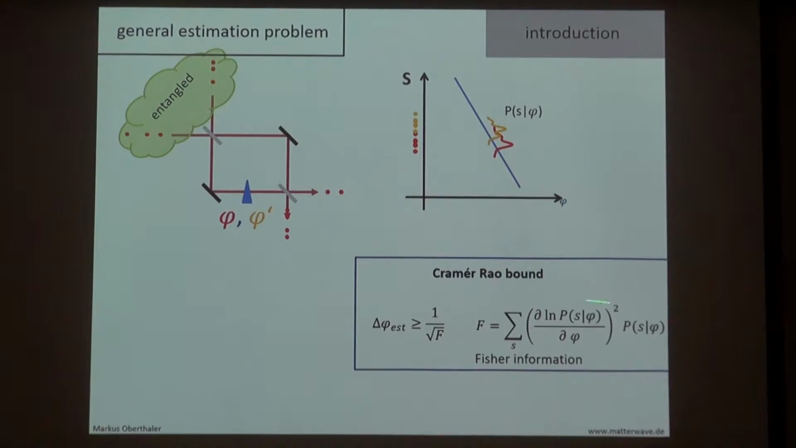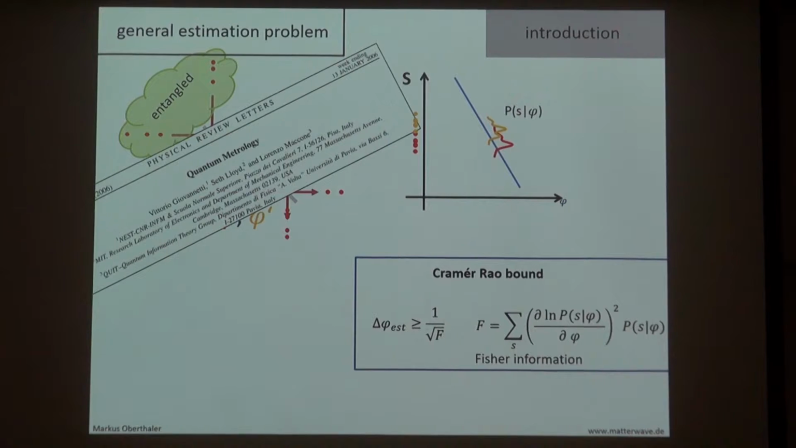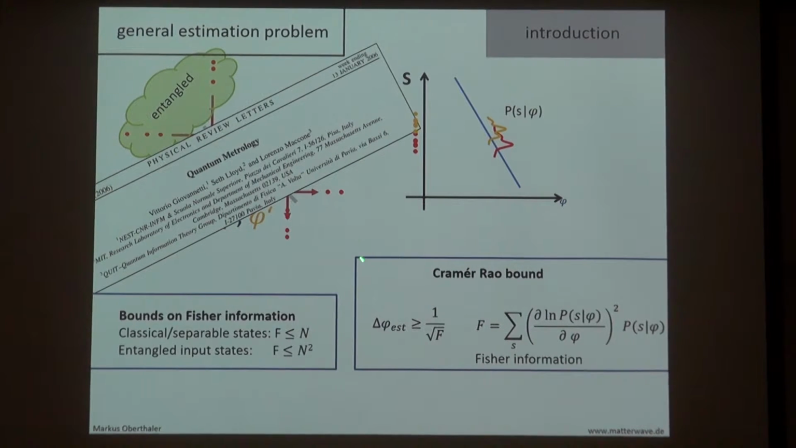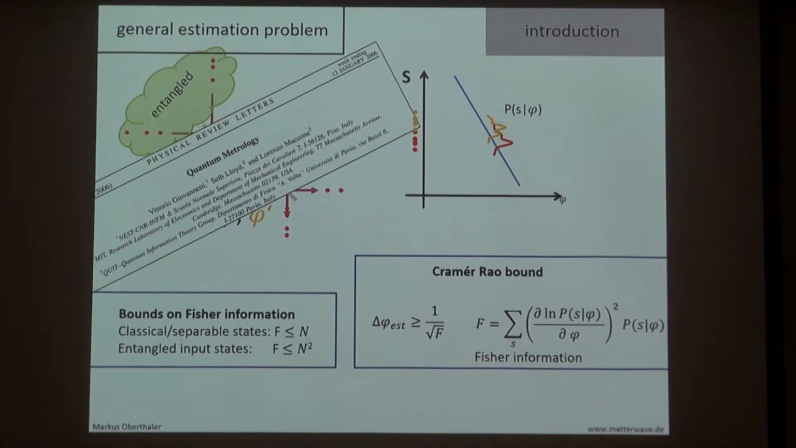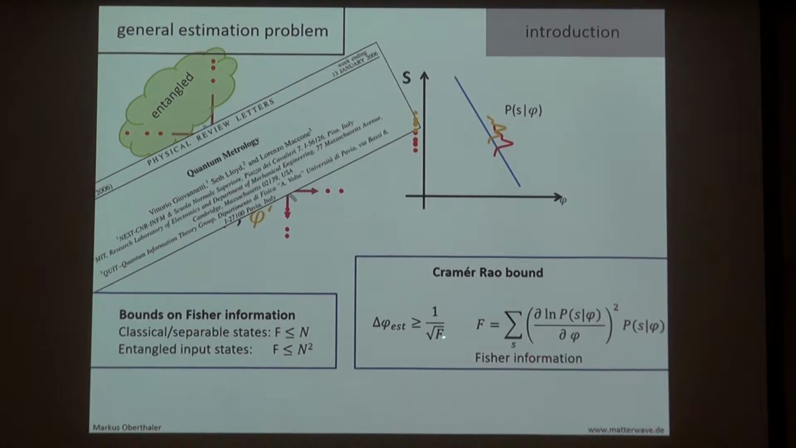Now, this is a classical description. Now the question is, what is F? Is it limited? Can it be arbitrary? And in this paper, they discussed that essentially for all separable states, the Fisher information, and they don't use Fisher information in the paper, but essentially their statements can be summarized like this, that the Fisher information for separable states is always smaller than n, and for entangled input states, it can be as large as n squared. Okay? Now if you plug n squared in here, you see 1 over n scaling for the error estimation.